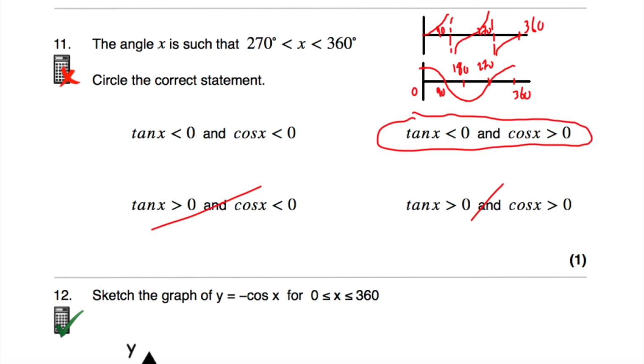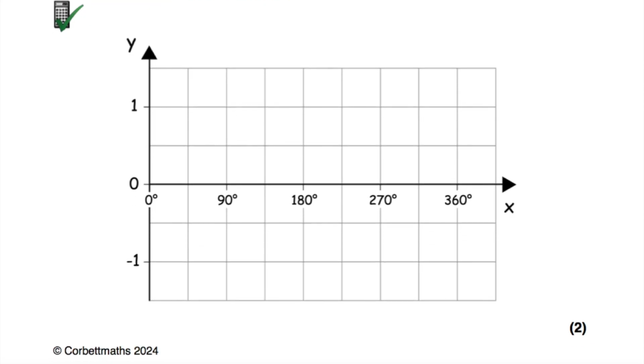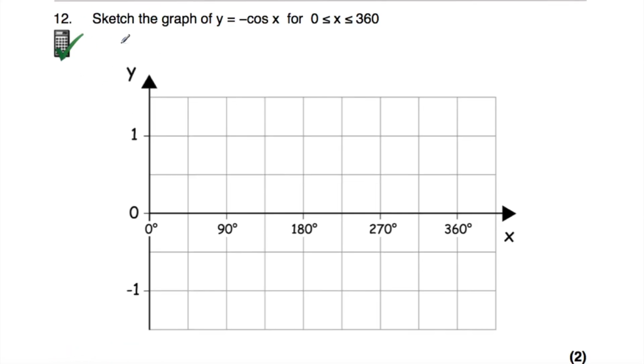And that's it. Okay, let's have a look at our next question, question number 12. So question number 12, we've been asked to sketch the graph of y equals minus cos x for values of x that are bigger than 0 but less than 360 degrees.